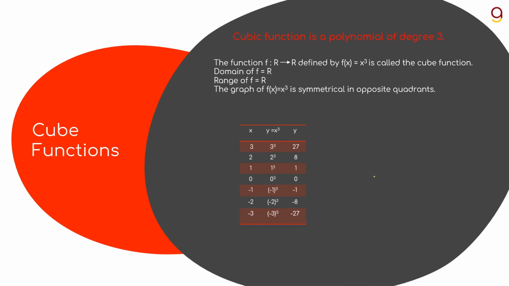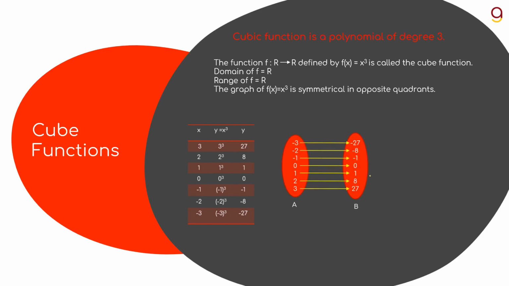Now next, if we draw an arrow representation for the same, for minus 3 it will be minus 27, for minus 2 it will be minus 8, for minus 1 it will be minus 1, for 0 it will be 0, for 1 it will be 1, for 2 it will be 8, and for 3 it will be 27. So this is a simple arrow representation. Now here again, the domain of the function is the set of real numbers, and the range of the function will also be the set of real numbers. If x is a real number, then x cube will also be a real number.